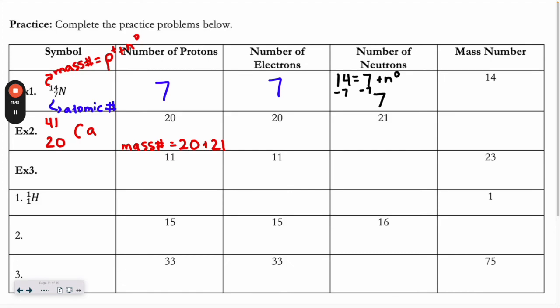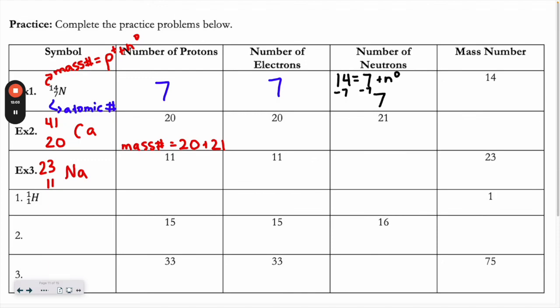All right, one more. I've got 11 protons. That is my atomic number. I have 11 electrons. Awesome. And I have a mass number of 23. Okay, so if I have an atomic number of 11, I look at my periodic table, and Na, sodium, has an atomic number of 11.